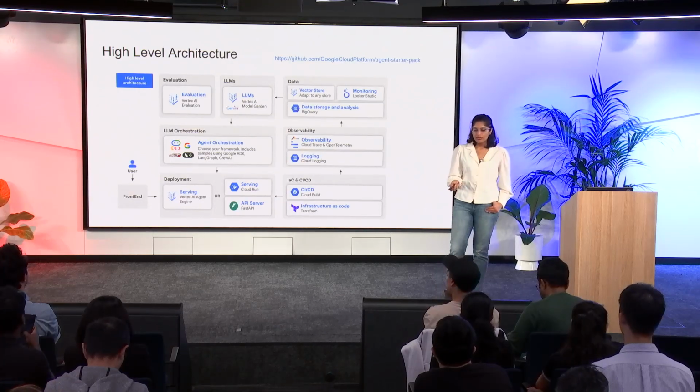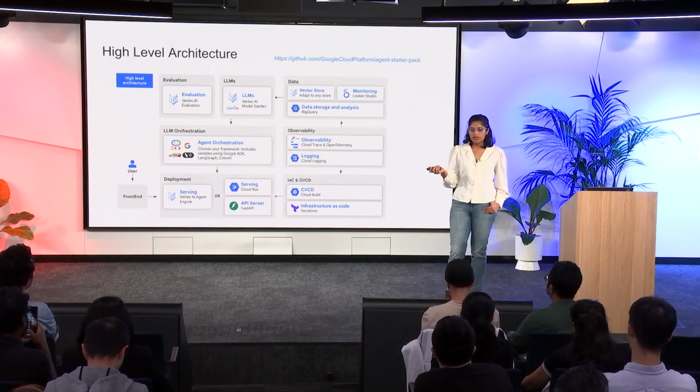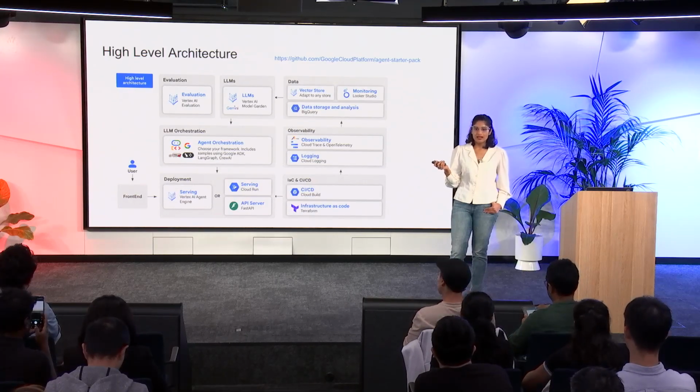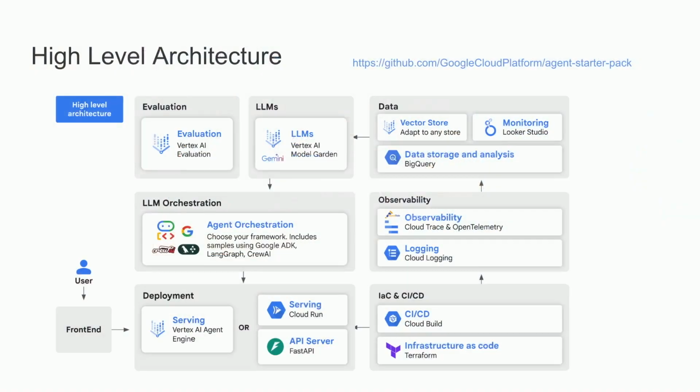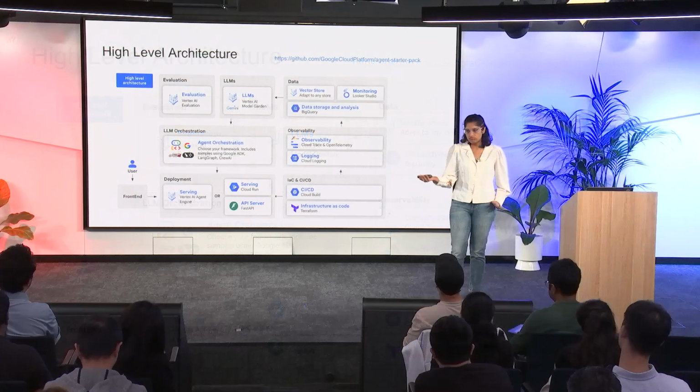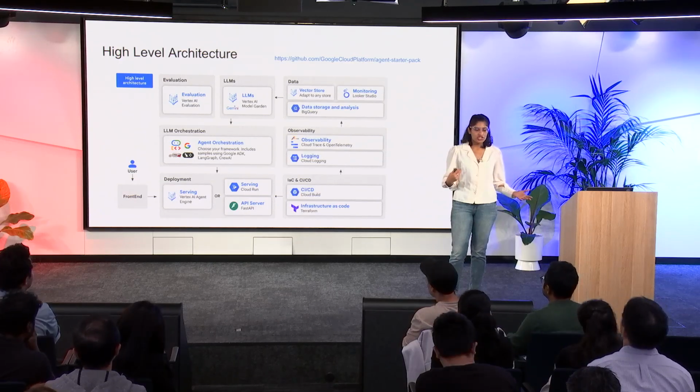Okay, now this architecture is from one of the open source repos in Google Cloud Platform. It's called the Agent Starter Pack, with a hyphen in between. It gives you the high-level architecture of building and deploying an agent. Let's unpack this a little bit. Let's look at the LLM orchestration part, which has the agent orchestration. If you use Google ADK, you can utilize any of the models, but let's say you don't end up using ADK. The agent orchestration part is whichever agentic framework you end up using.